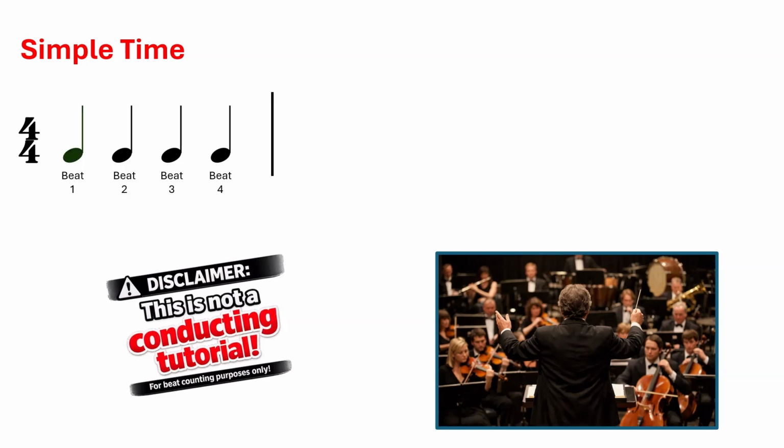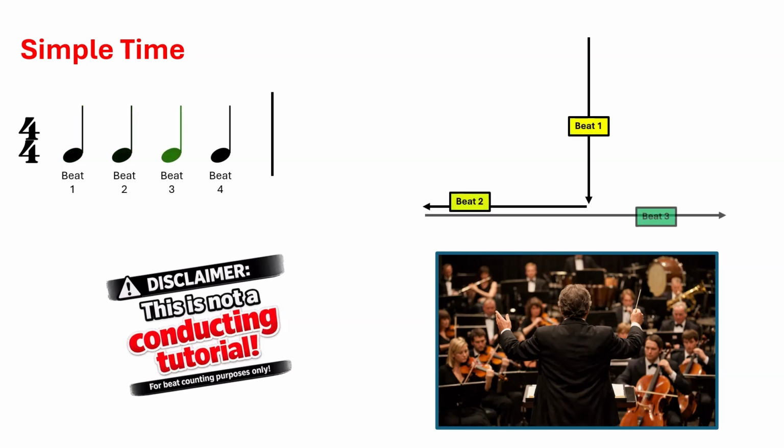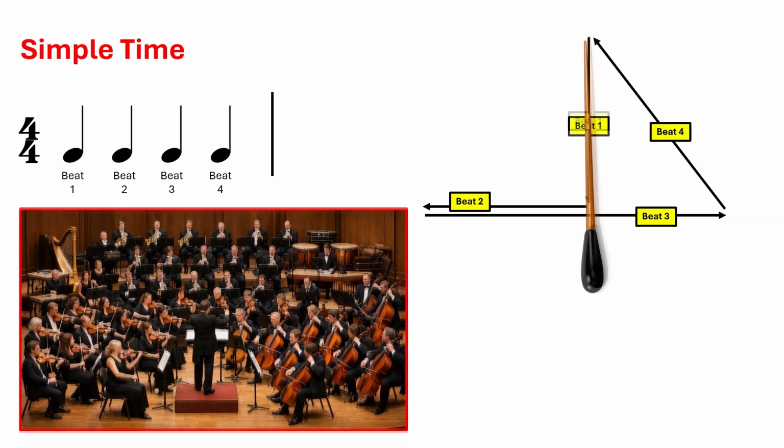A conductor would define beat 1 as a downward movement. Beat 2 would be defined as a move to the left. Beat 3 would be defined as a move to the right, and beat 4 would be a move upwards and to the left, to reach the point at where we began. The important thing to notice here is that the conductor has 1 arm movement per crotchet. Here it is using a baton.